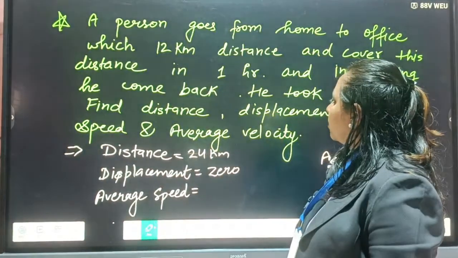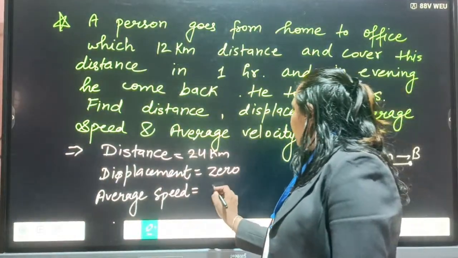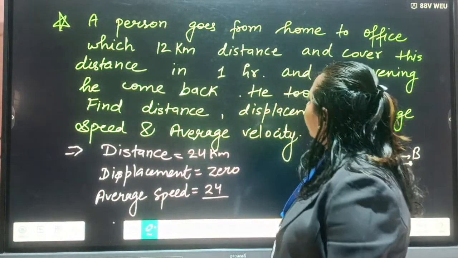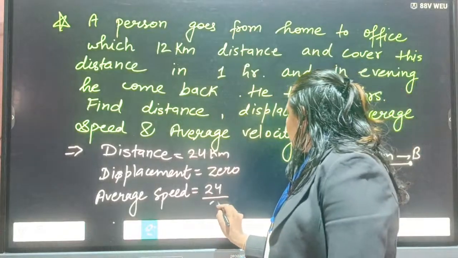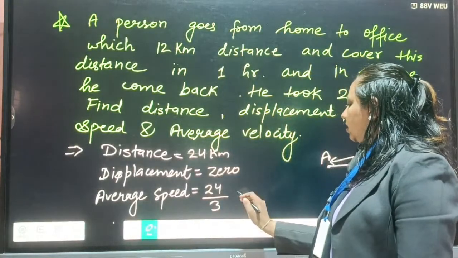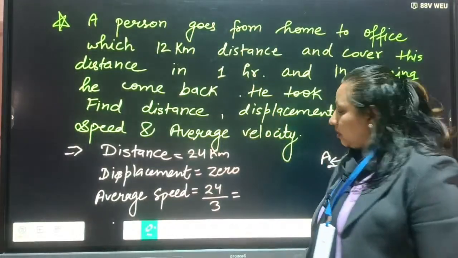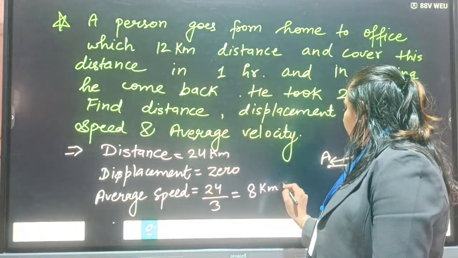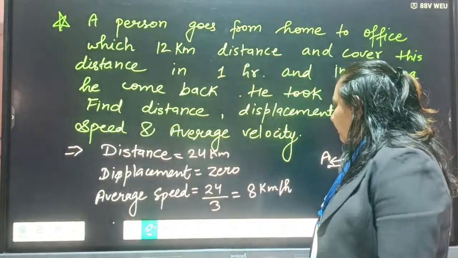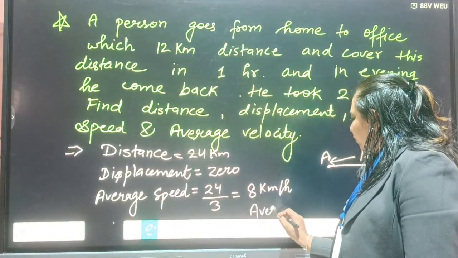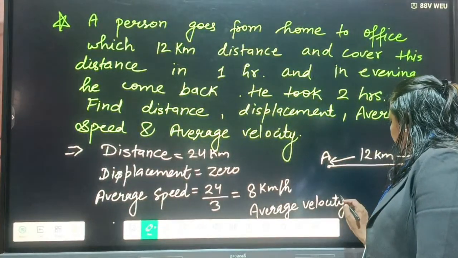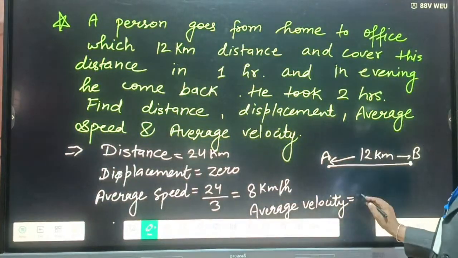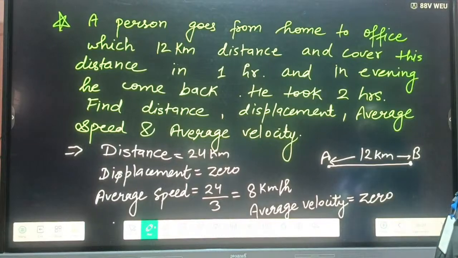Average speed is total distance by total time taken. So total distance is 24 kilometer, total time is 1 hour going and 2 hours coming. So 2 plus 1 is 3. That means 8 kilometer per hour is the average speed. If we talk about the average velocity, then displacement is 0. That's why average velocity in this case is 0, right?